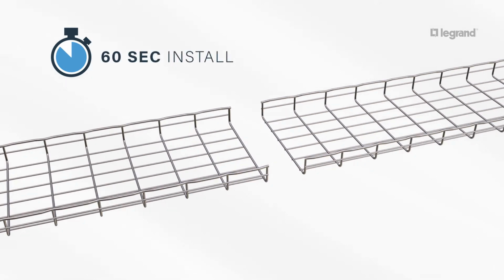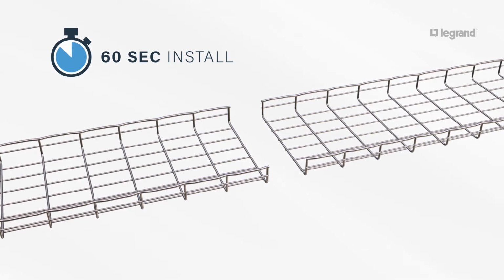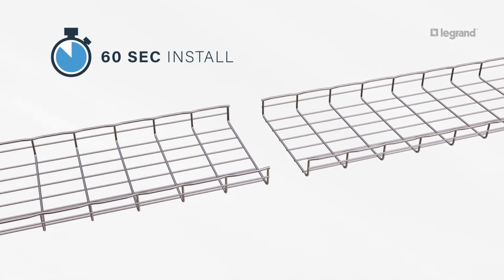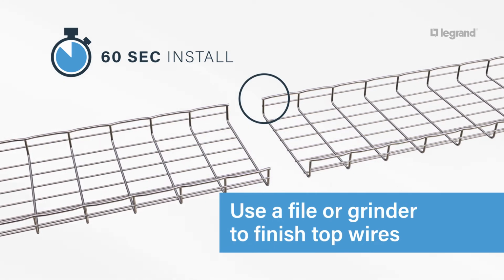Then cut the side wires, always angling the cut away from the new end. Remember, always cut at the junction of two wires to avoid sharp ends. Use a file or grinder to finish top wires.